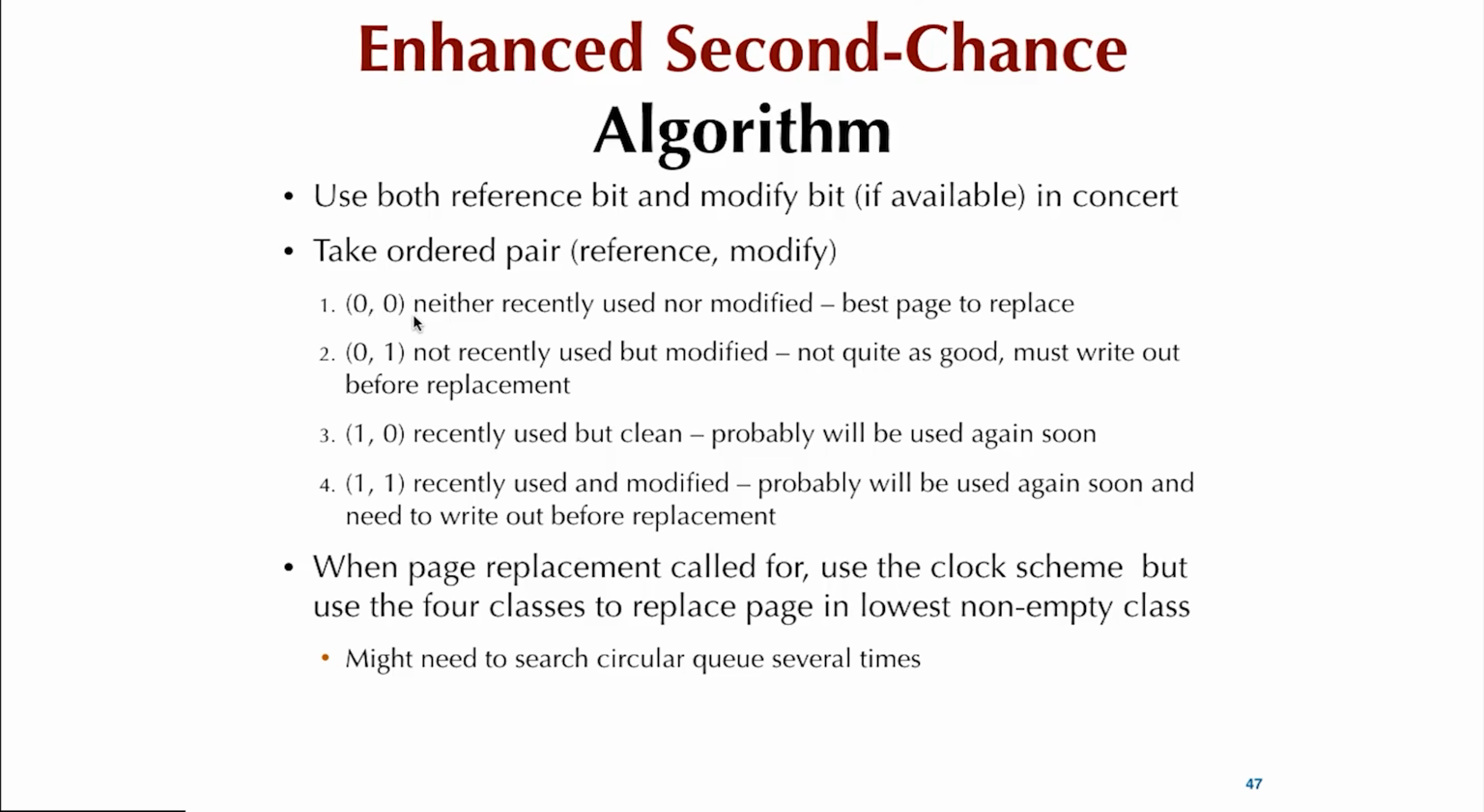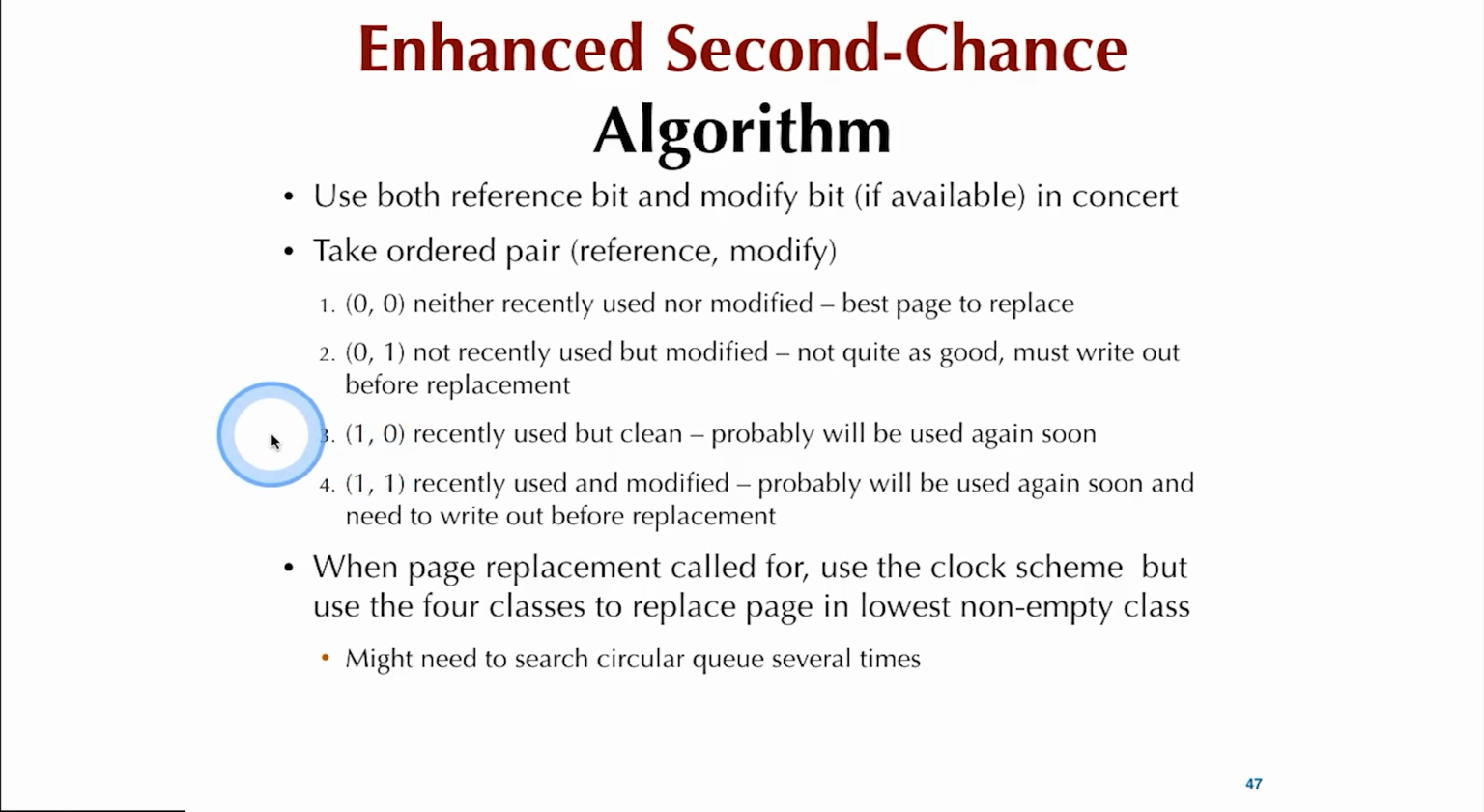Now, if I can't find one like that, what's the second best? Well, 0, 1 means it hasn't been referenced, but it has been modified. Not quite as good because we have to write it out before replacement, but chances are it's not going to be referenced again, so we think it's a good one to page out and reclaim the frame. Now, what about the next one? That is 1, 0.